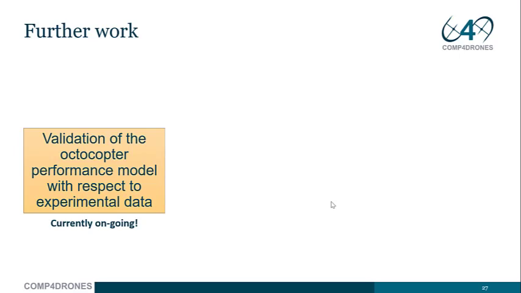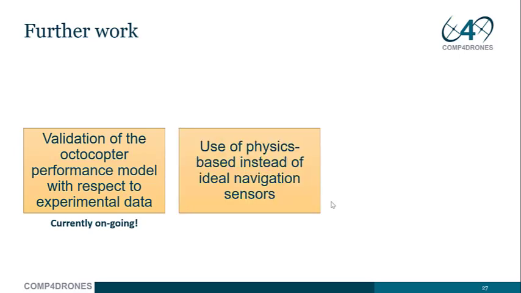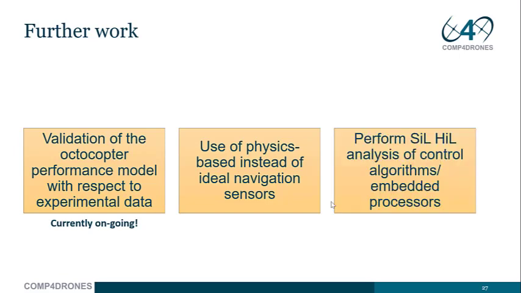What is the further work that we foresee? First of all, we are currently validating the octocopter performance with experimental data, so flight test data. We also foresee the use of physics-based navigation sensors instead of the ideal ones used in the two scenarios presented before. And also we want to perform software-in-the-loop and hardware-in-the-loop simulations to analyze the control algorithms and embedded processors.